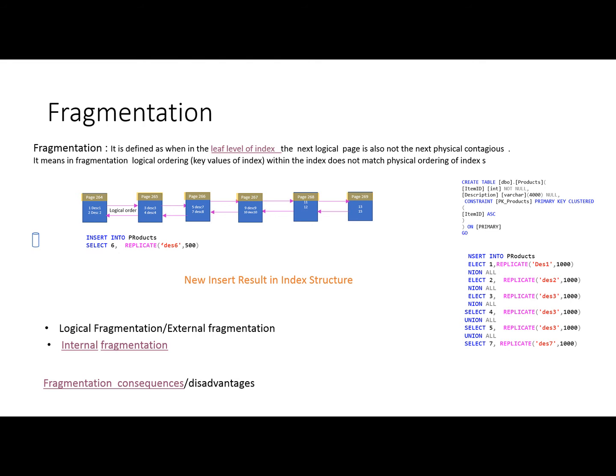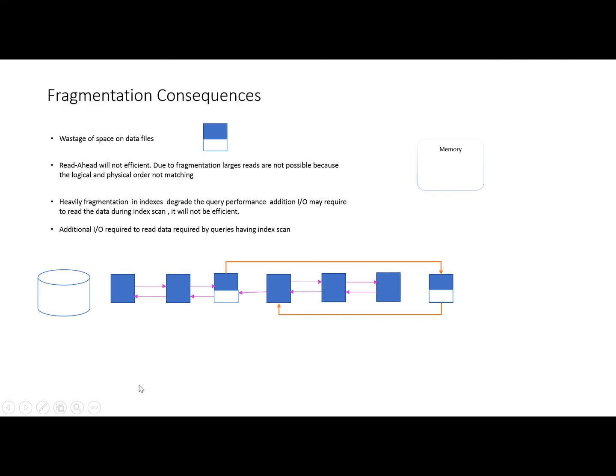This is the SQL Server Index maintenance module, and we are discussing fragmentation. What are the drawbacks, disadvantages, or consequences of fragmentation? When fragmentation happens in the indexes, on the leaf level of the indexes, the pages have empty spaces. This is internal fragmentation. In internal fragmentation, the pages have empty spaces, and this wastes space on the data files. So this is the drawback of internal fragmentation.